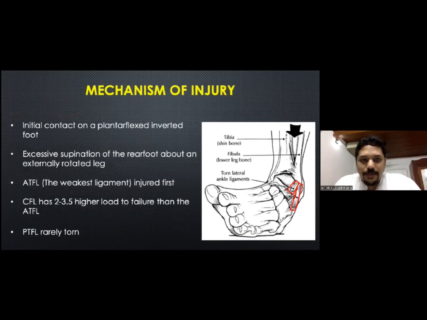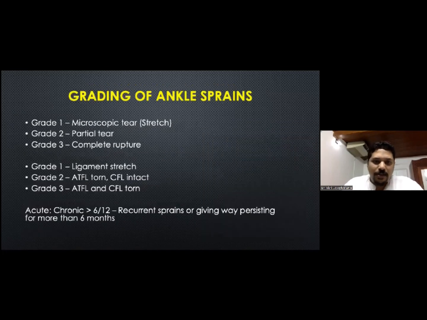As I said before, the mechanism of injury is basically initial contact in plantar flexion with an inverted foot, with excessive supination of the rear foot about an externally rotated leg. Here, the first structure to get torn is the ATFL, because the CFL has a higher strength and a higher load to failure than the ATFL. As I mentioned before, the PTFL is rarely torn unless there is a dislocation.